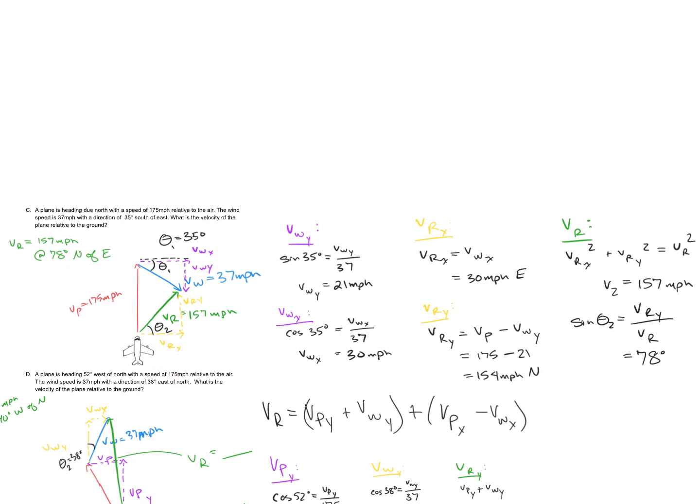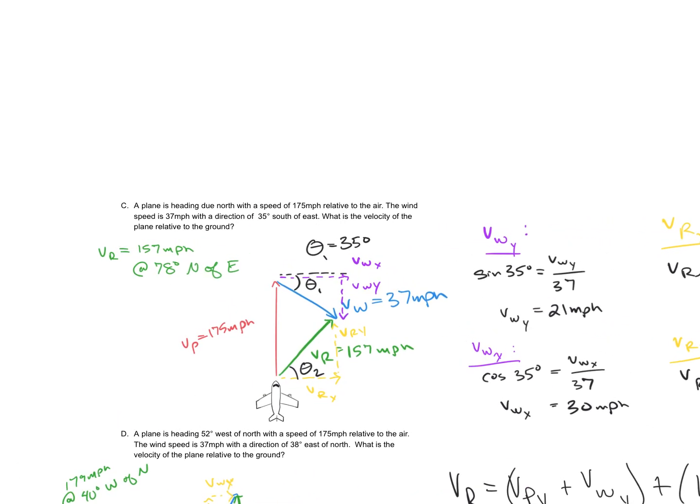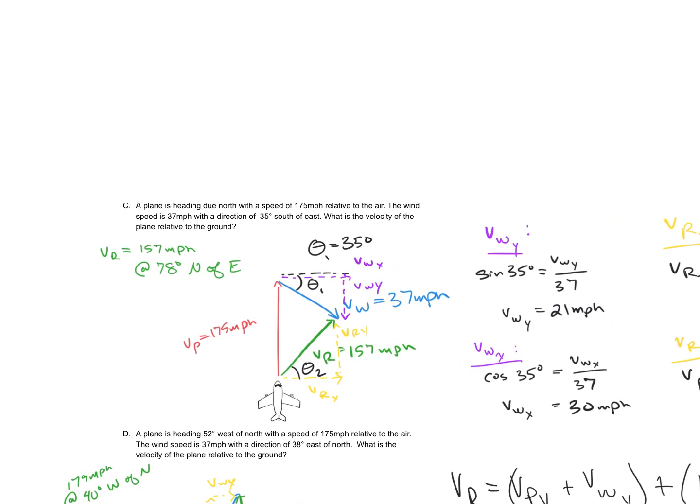We determined the y component of the resultant vector is this one, 154 miles an hour. So the sine of this angle is equal to 154 divided by 157. If you do this math, you end up with 78 degrees. This diagram is certainly not to scale, but the final resultant velocity of the plane relative to the ground is 157 miles per hour at 78 degrees north of east.